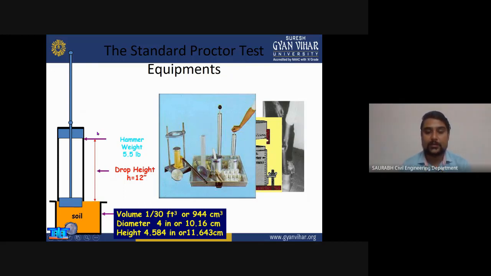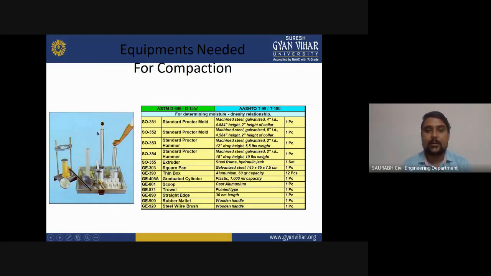Volume of this soil sample will be 1/30 cubic feet, which will be equal to 944 cubic centimeters. Diameter will be 10.6 centimeters. Height will be 4.584 inches. Okay, now coming to the equipment needed for the compaction.